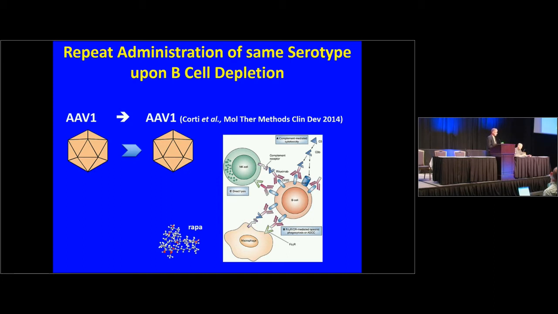Another strategy being developed by Barry Byrne's lab is, ahead of time, before you give the first vector, to deplete the B cells using a B cell depleting monoclonal antibody, combining that with a drug that also attacks T cells. Under those conditions, the immune system is not able to respond to the initial vector, and you can potentially re-administer the same serotype using this strategy.